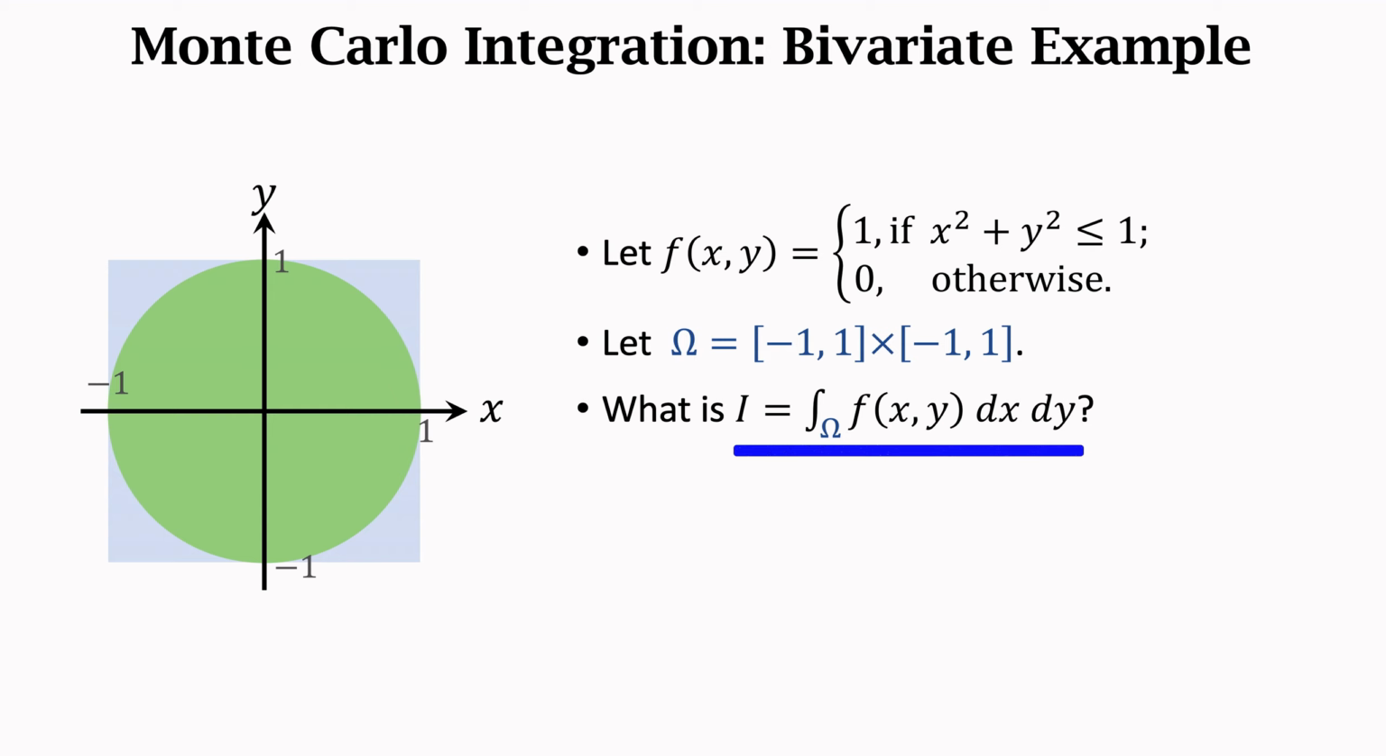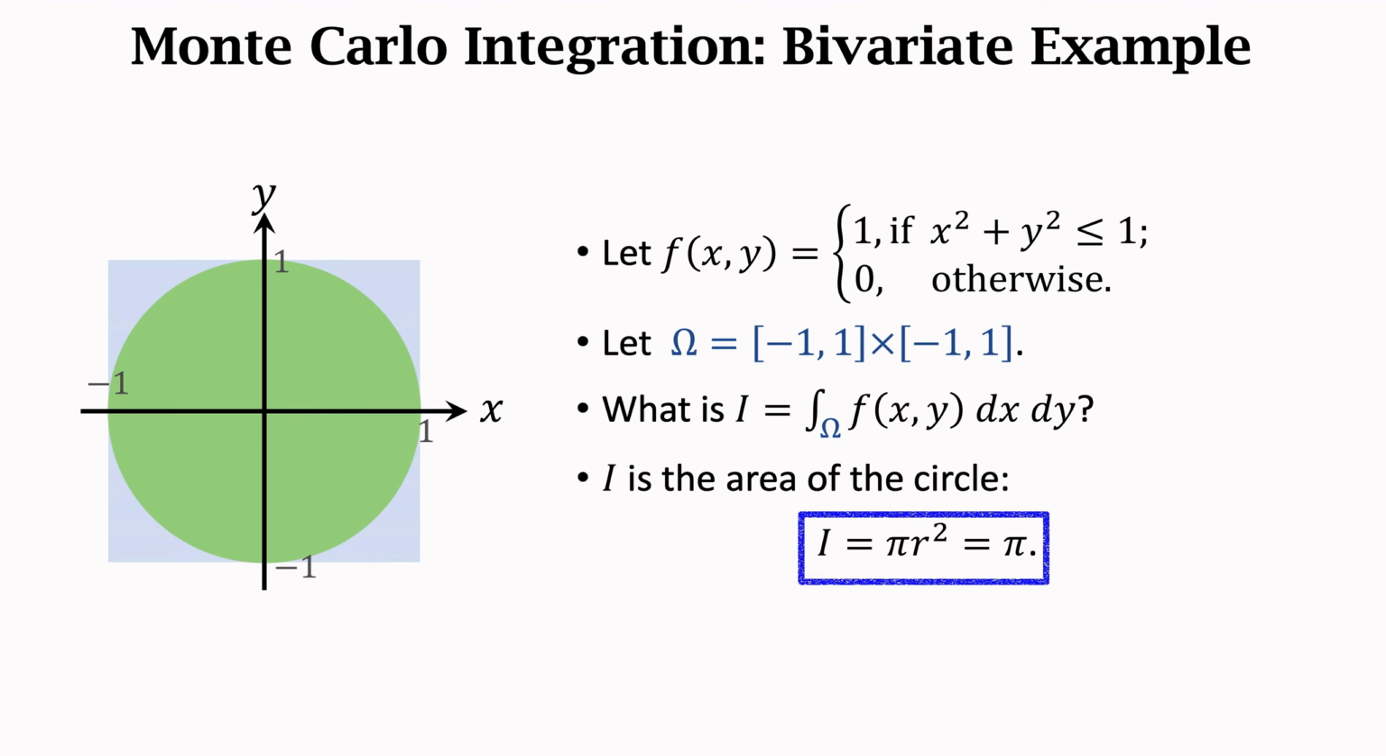A question: what is the integral of f of x, y on the set omega? Obviously, the integral is the area of the circle. The area is pi r squared. The radius r is 1. So the area is equal to pi. Monte Carlo can approximate the integral I. Since I is equal to pi, the result of Monte Carlo integration is an estimate of pi.